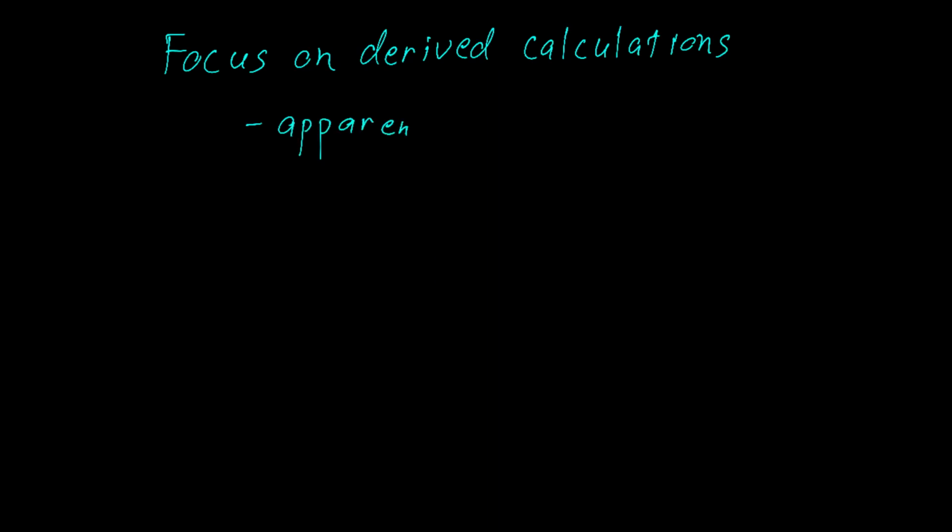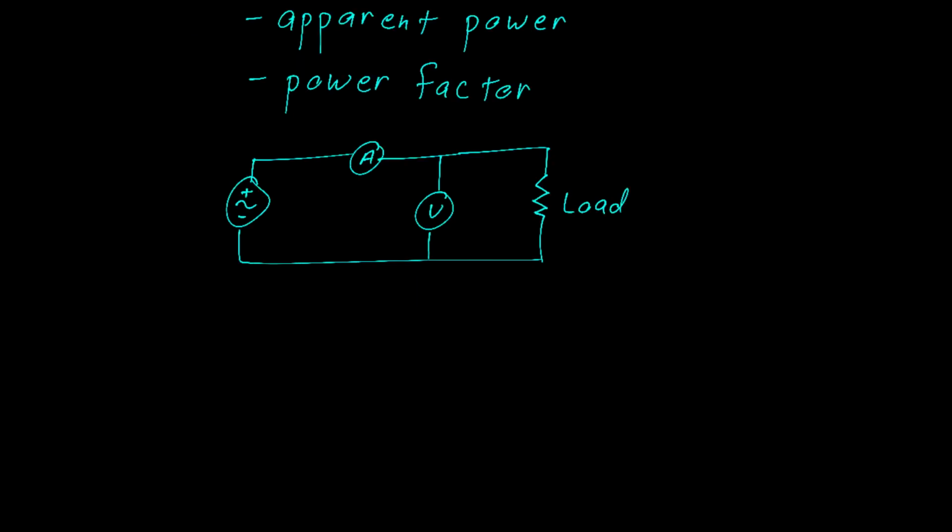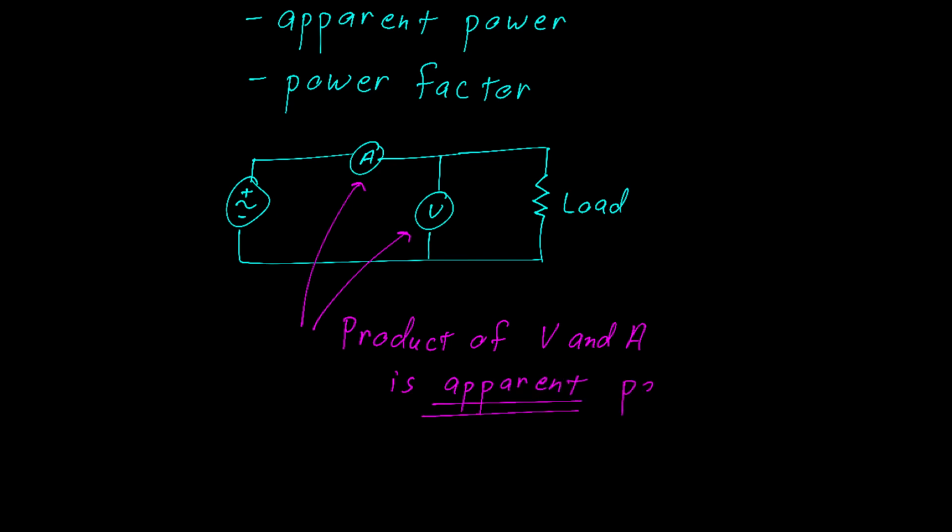For this video, we're going to focus in on what I called those derived calculations. That's the apparent power and the power factor. For apparent power, consider the voltmeter and current meter in this circuit. What we do is we multiply those two readings together. Again, the product of voltage and current is a volt amp. That is called apparent power.